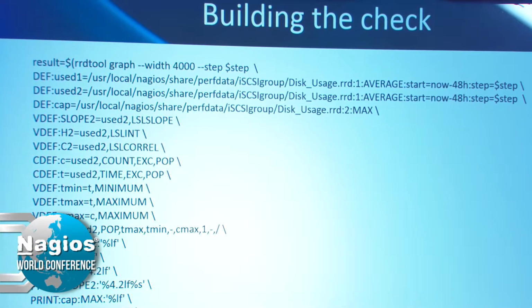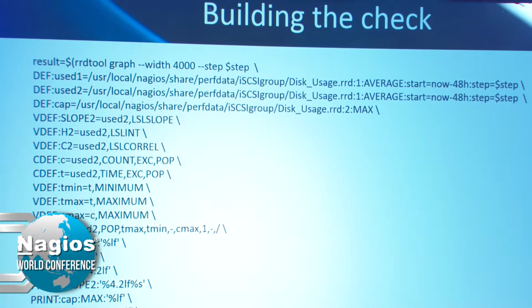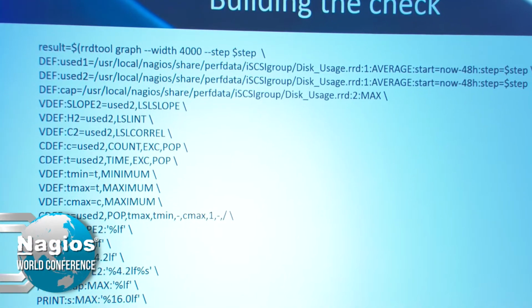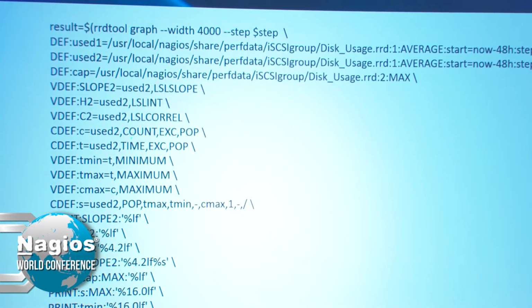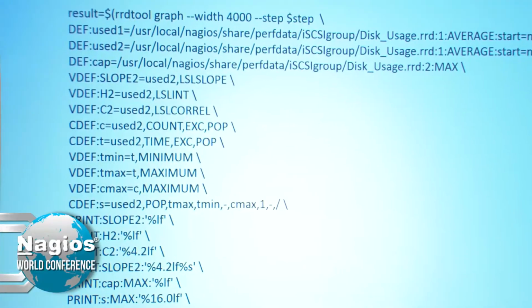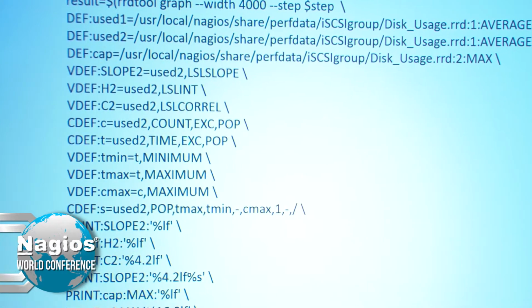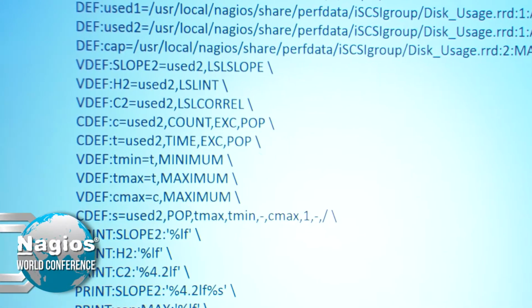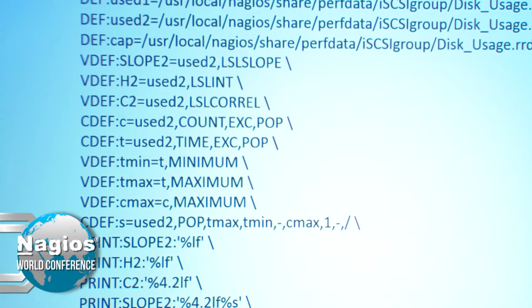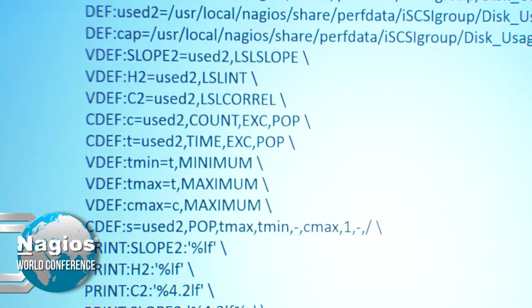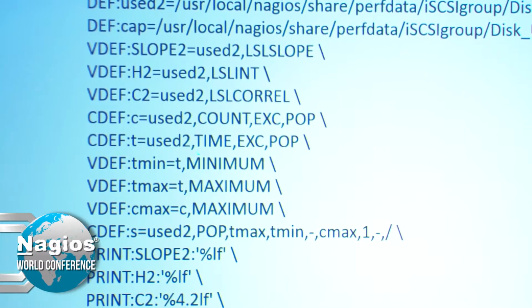We get our slope. We get our y-intercept. We get our correlation coefficient. We calculate here. I should put more notes in here. What do we calculate here? Count. Oh, okay. This is a count. So we get a count, and then we turn around.